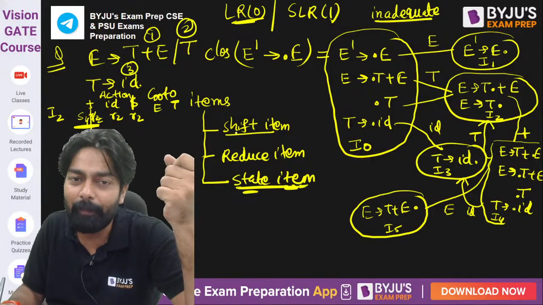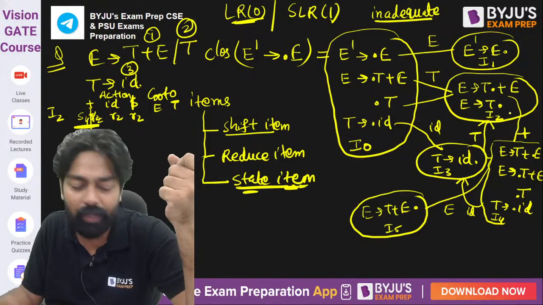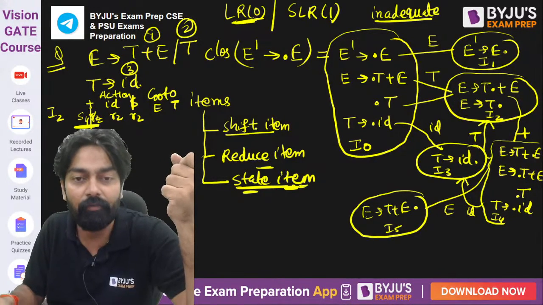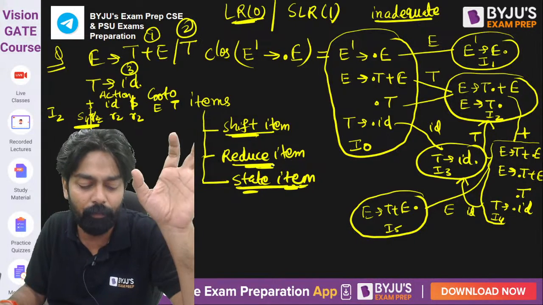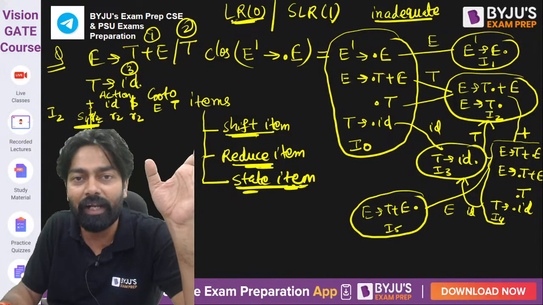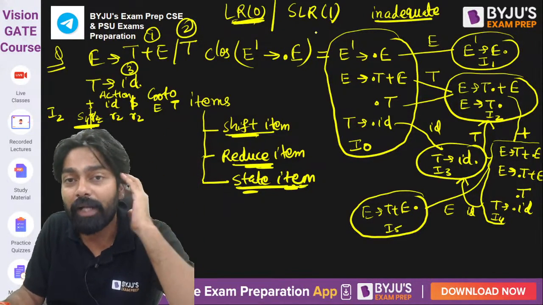Fine. The problem happens when on the same state we are shifting on some item and a reduction is also there. Then there is a problem. So this grammar is definitely not LR0. But what about SLR1?